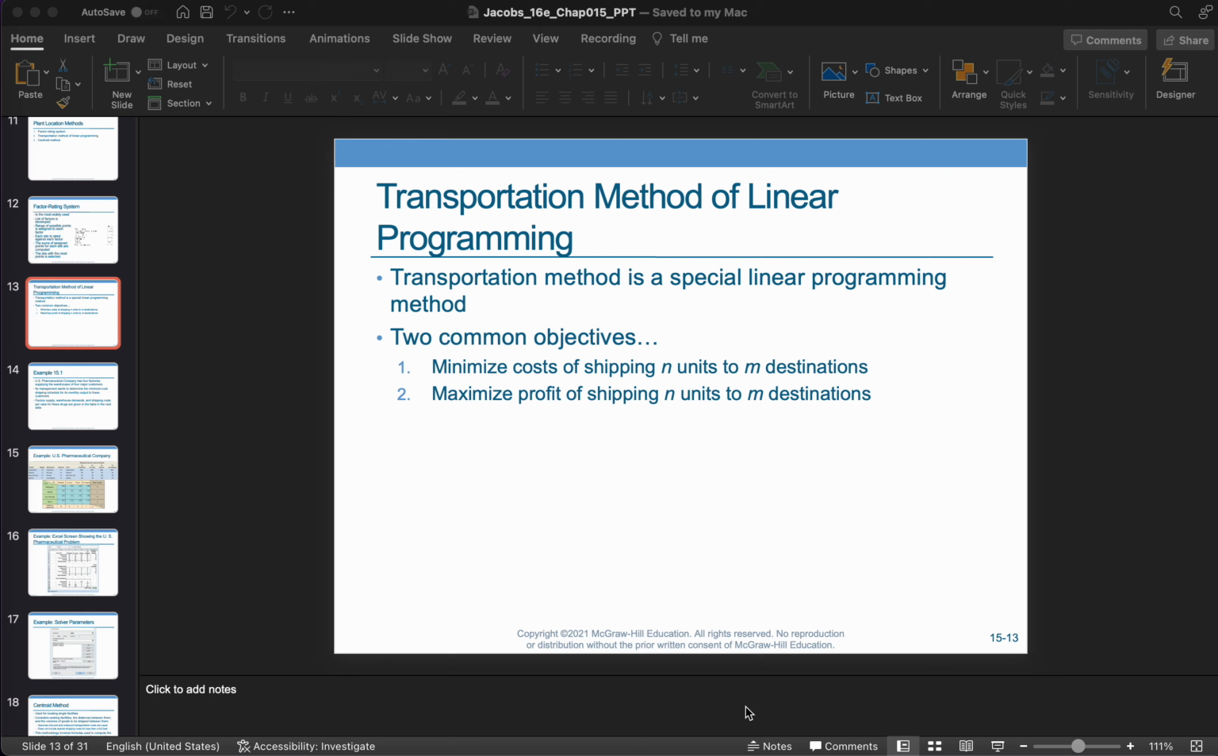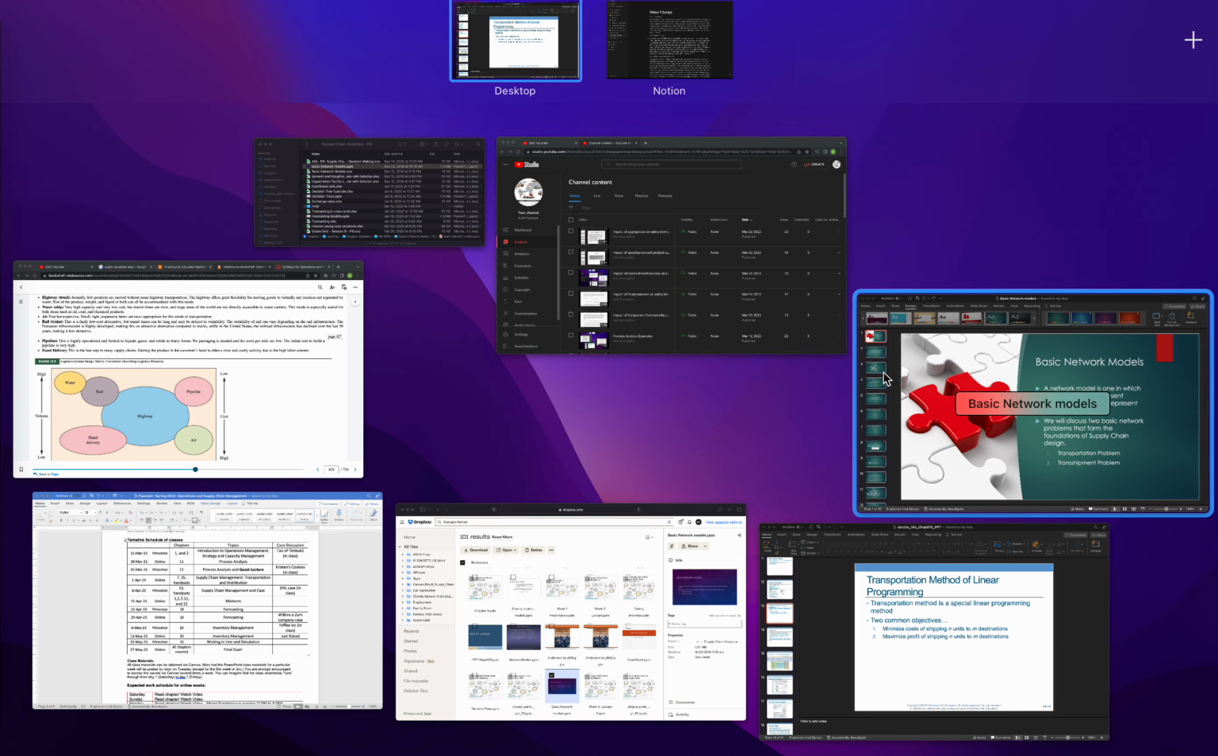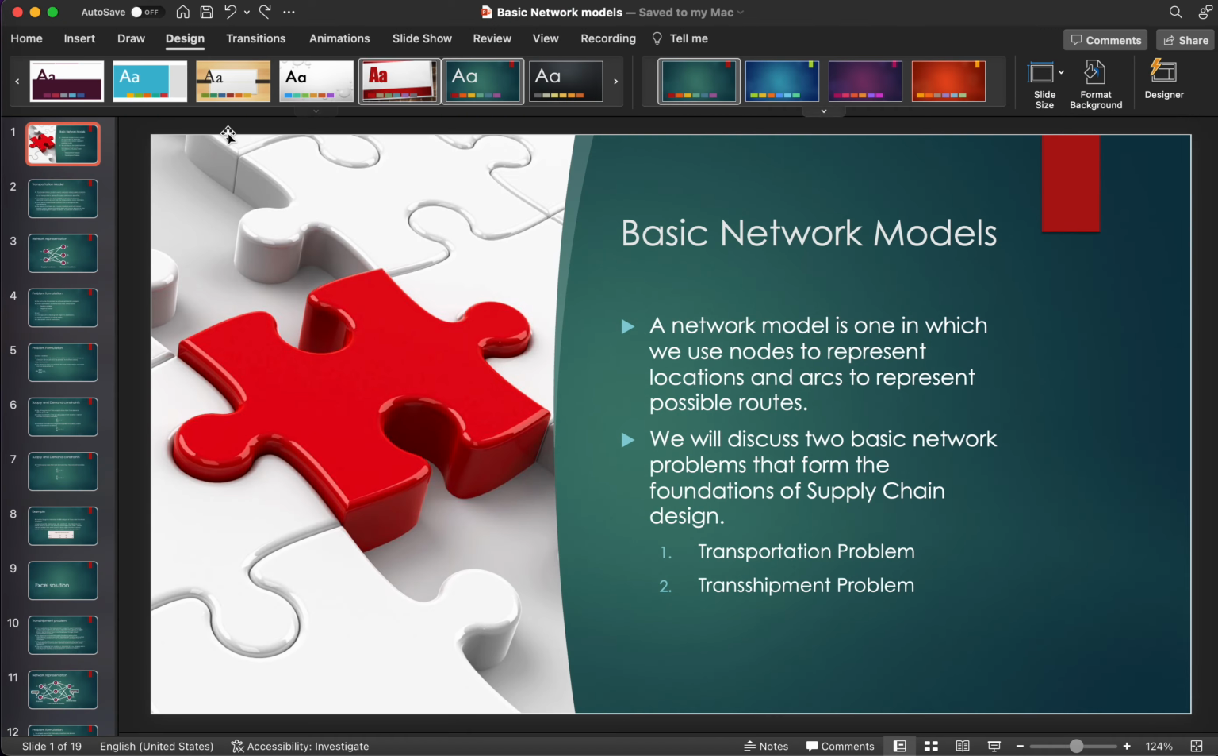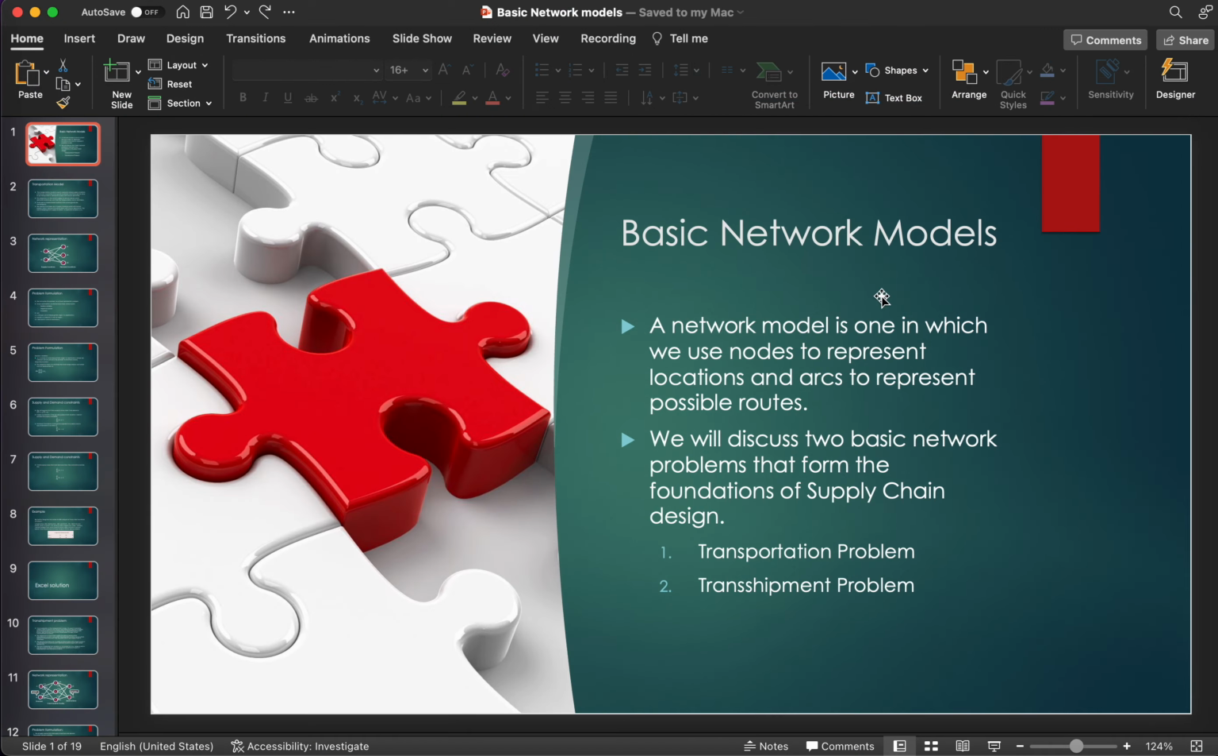Hello everyone. In this video, we'll be talking about using linear programming to solve transportation and transshipment models. I have a separate set of slides for this, and we'll be using those instead of the ones from the textbook. The transportation and transshipment models are part of something called basic network models. A network model is one where you can use a network to represent the way the system works.